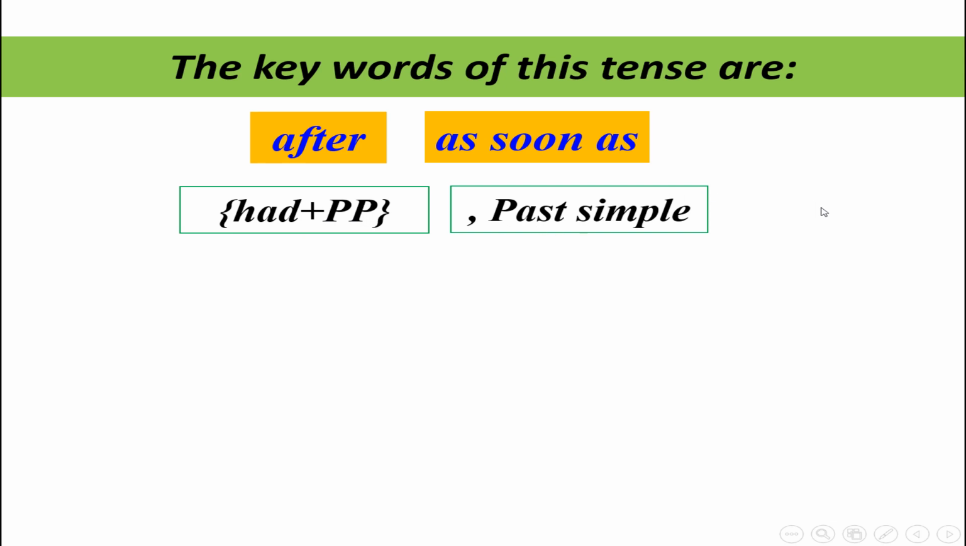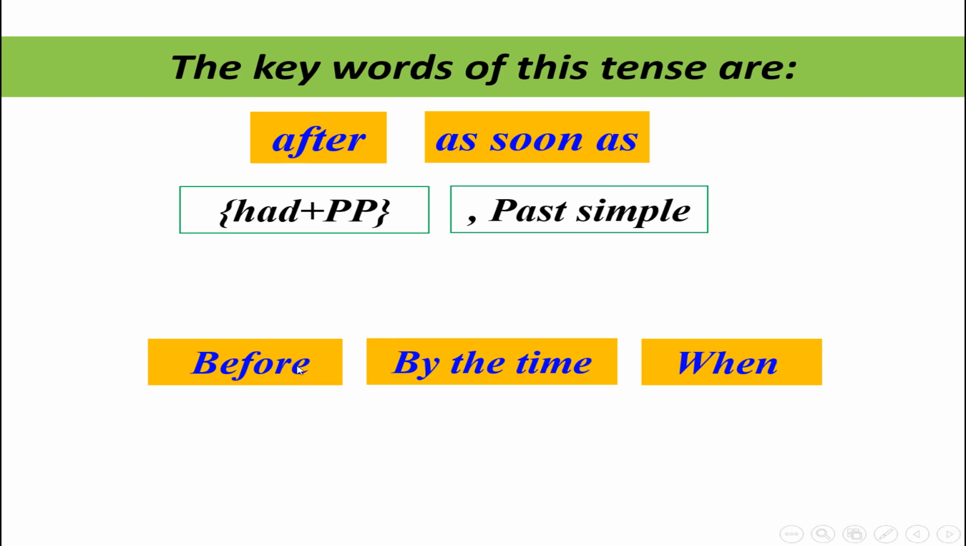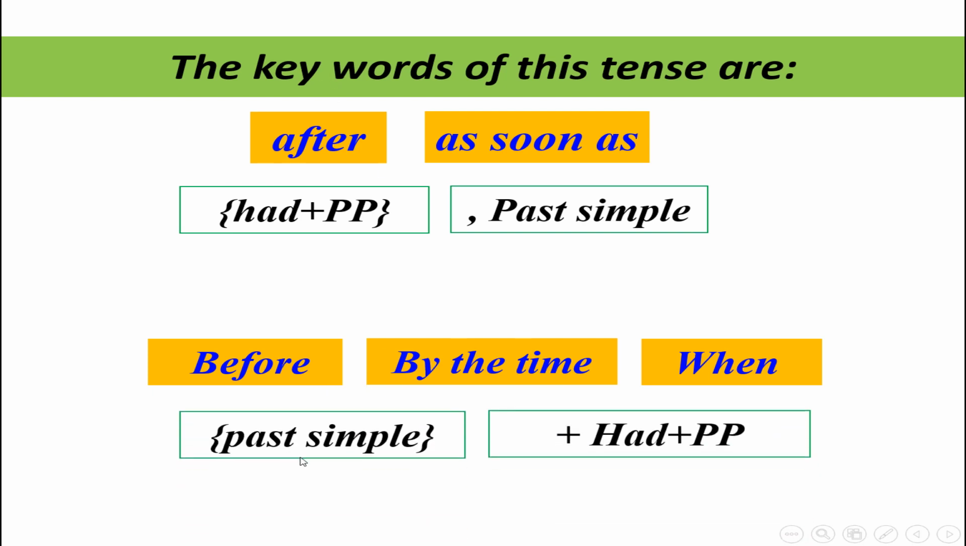Then, in the second part of the sentence, we have the simple past. And if we have before or by the time or when, these keywords are followed by the past simple, and then in the second part or in the second half of the sentence, we have had plus past participle, as we have seen in the previous examples.